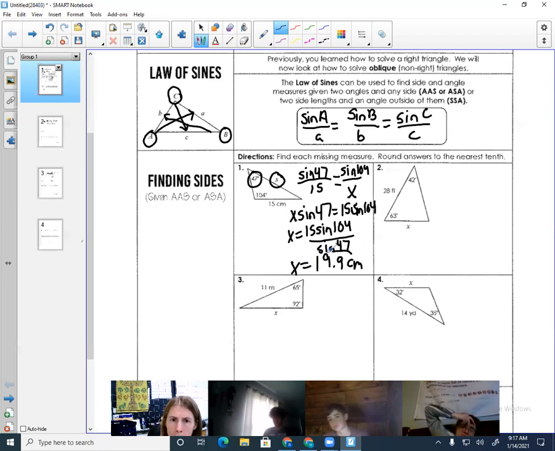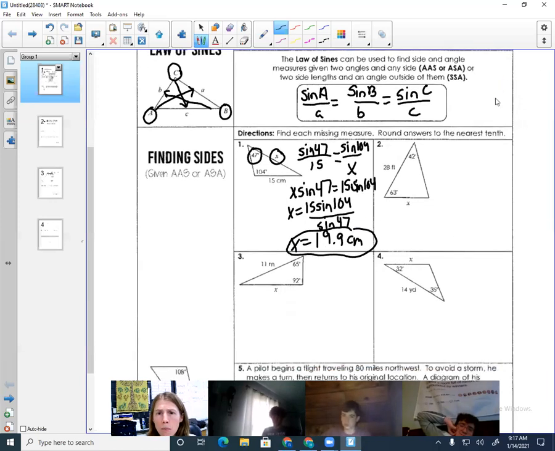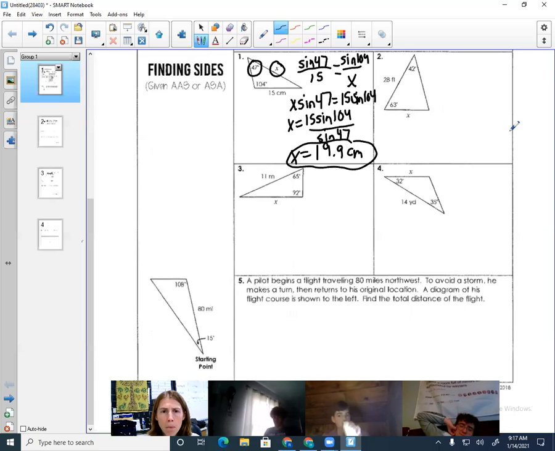Don't forget your units. All right, so one we did, I'm gonna skip down to 5 because story problems always trick people up. It says a pilot begins a flight traveling 80 miles northwest. Just to think about ahead for if you ever have to do physics problems, think about northwest. This is northwest.